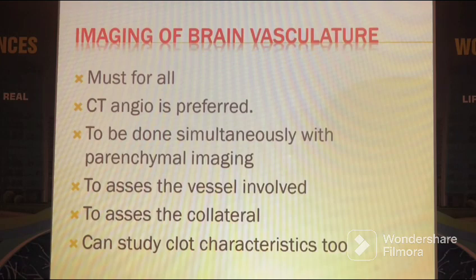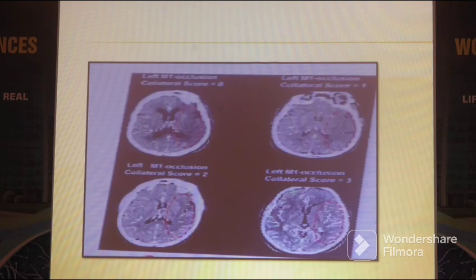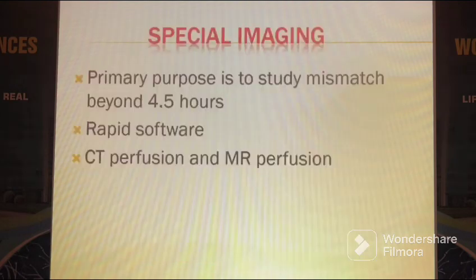And you can study the clot characteristics also, but clot characteristic doesn't change your decision much. This is retrospectively, you can study what kind of clot it was, hard or soft or something. So this is showing the collaterals. So from no collaterals to good collaterals, as you can see. So better the collaterals, better is likely to be the outcome because more chances of viable tissue.